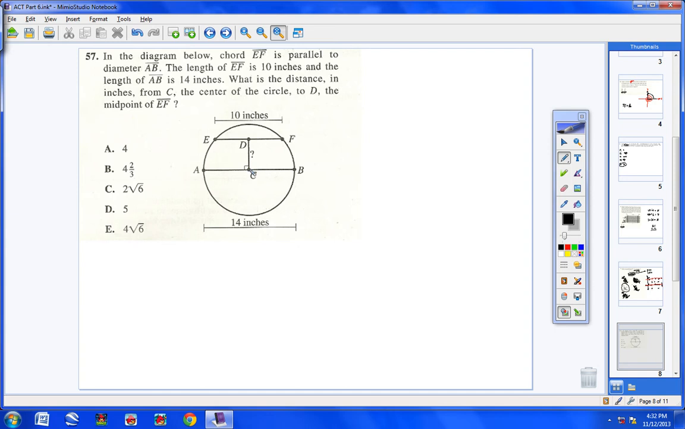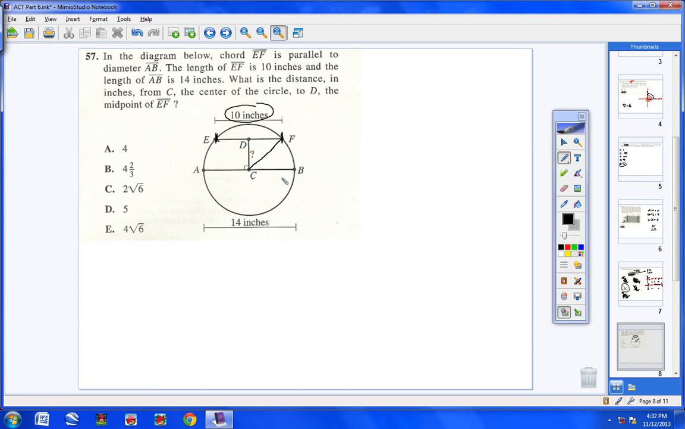Maybe I could draw my line like this. Now, Mr. Earhart, how would that help? Well, I'm glad that you asked. I know the length of this line from E to F is 10. And I know that D has to be in the middle of this line because D is perpendicular. This line right here is perpendicular to AB, which means it goes straight up because EF is parallel to AB.